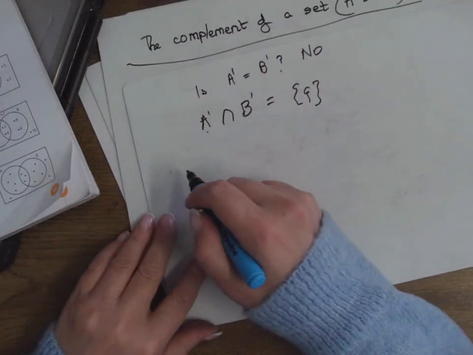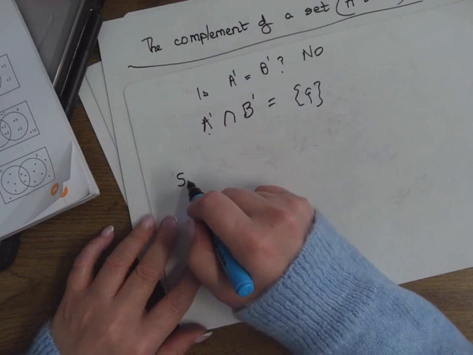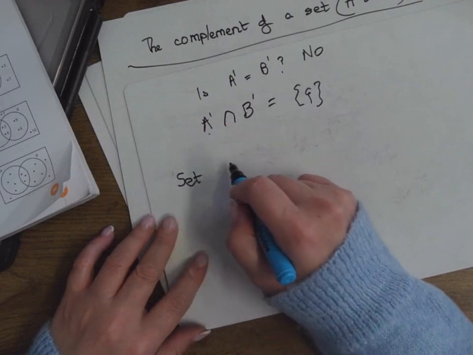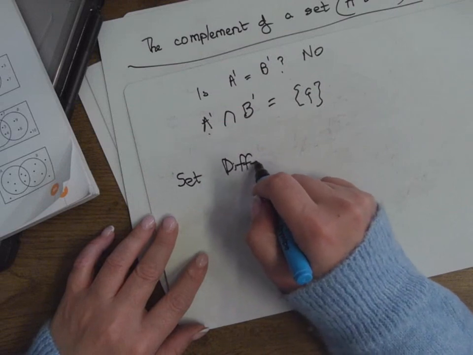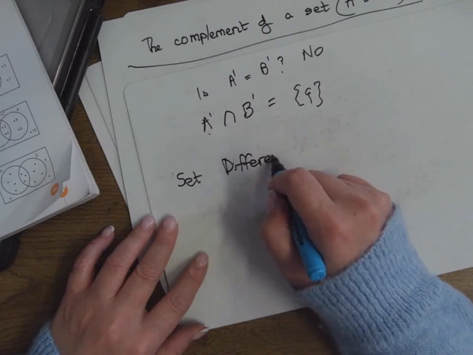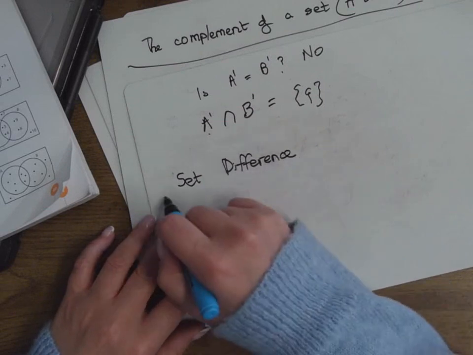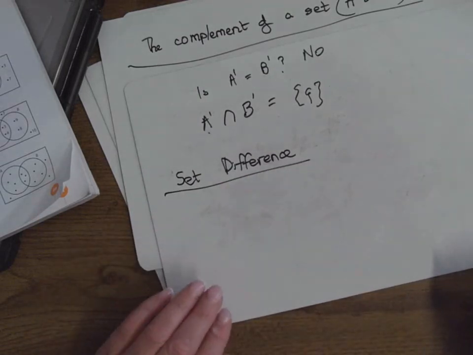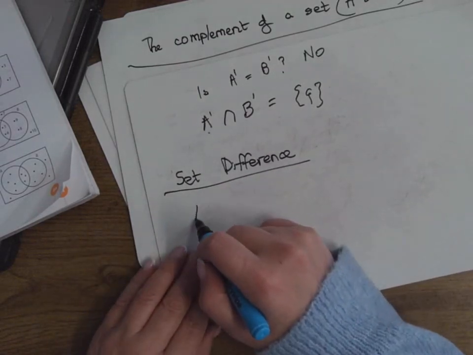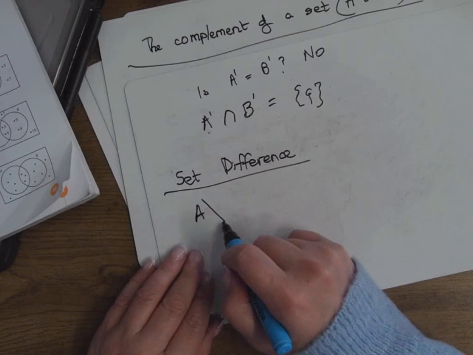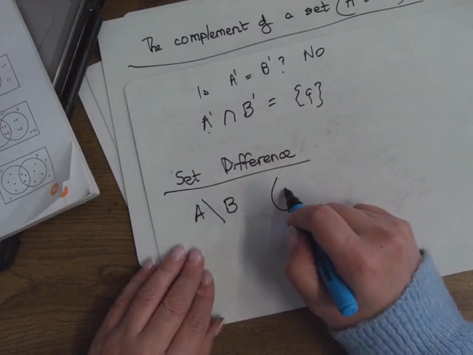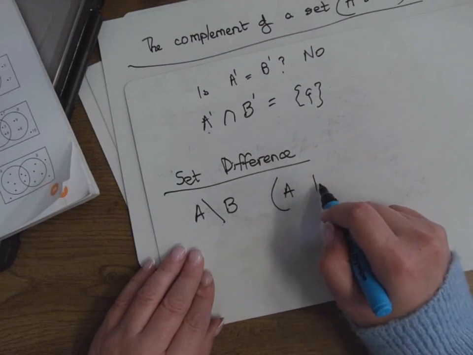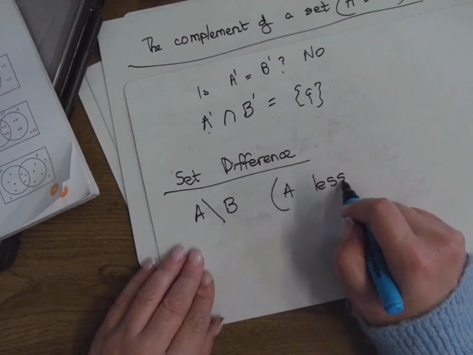Right, the next thing I want to talk about is set difference. Now this is new, I think, this year. Or maybe you did it. Actually, you probably did it last year. So set difference is like a takeaway. So if I had A, then a minus sign and B, how you pronounce that is you say A less B.